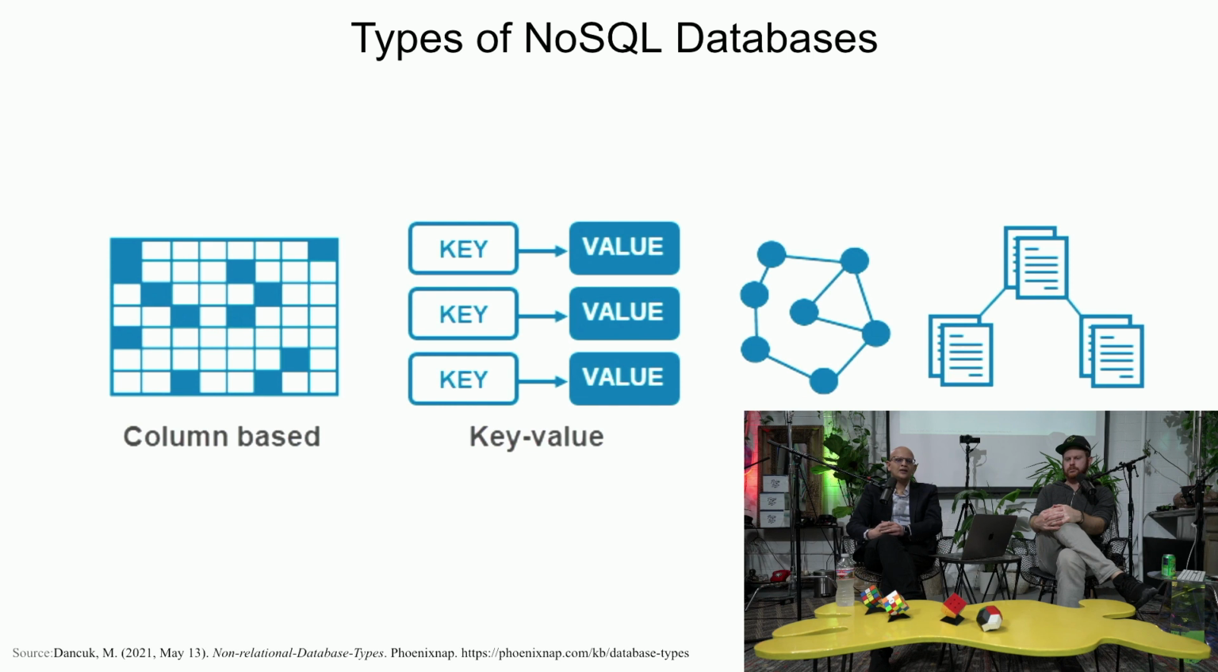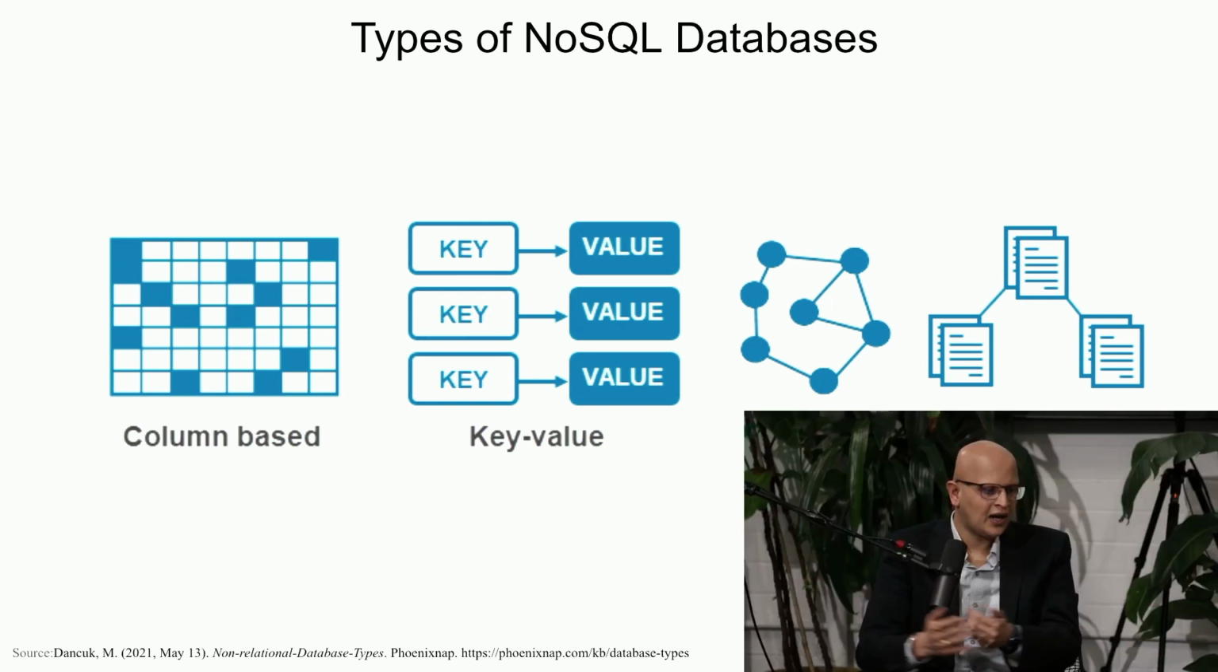So now we talked about mostly different types of databases. Now databases can be categorized into 3 categories: SQL, which are relational databases; NoSQL, which are column-based, key value, graph, document; and there is something called object databases as well.